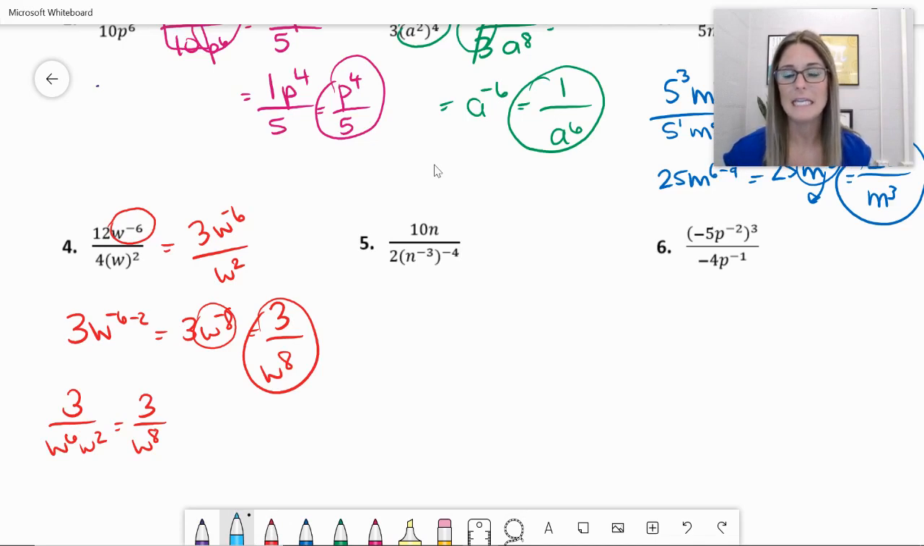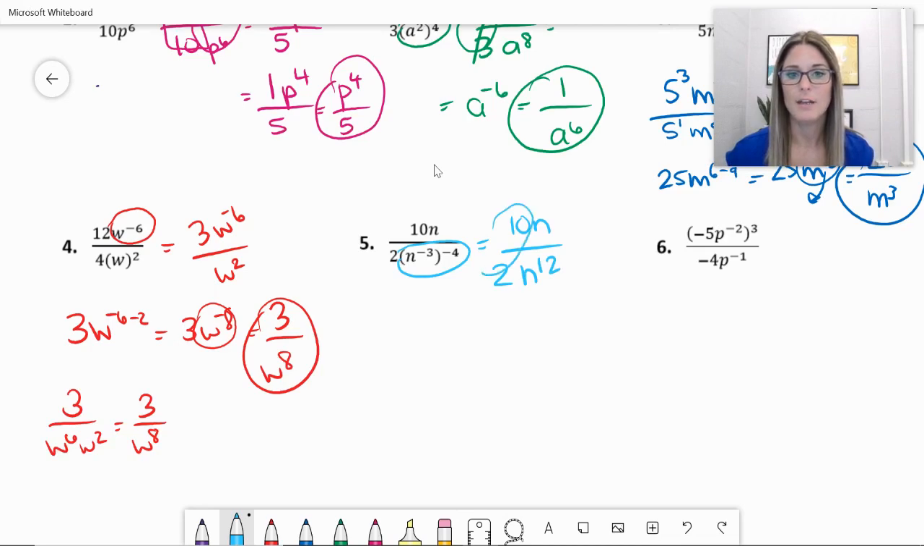Number 5, 10n over 2 times n to the negative 3 raised to the negative 4. So this piece is your power to power. So I have 10n over 2. The n to the negative 3 is the only one that has that exponent. Multiply your power to power. So you have n to the positive 12.